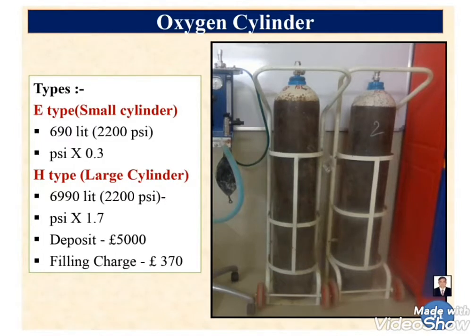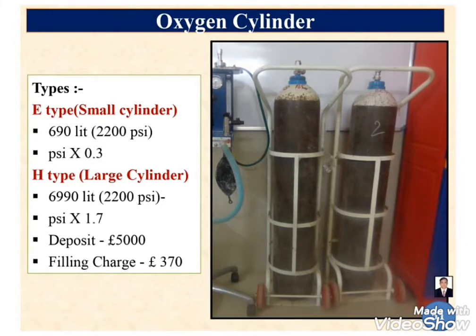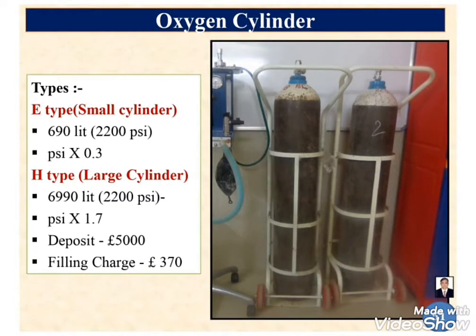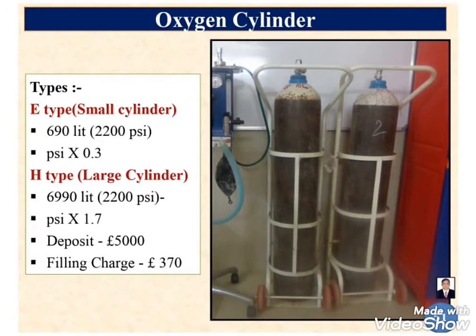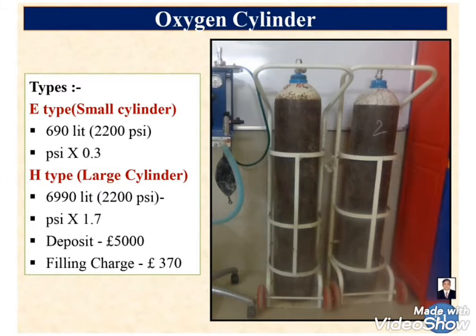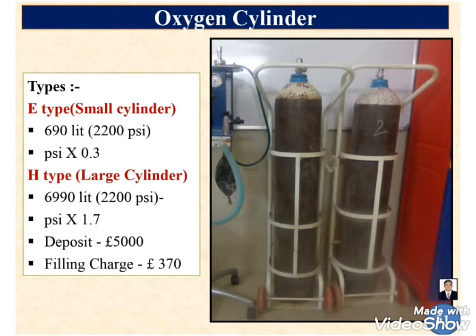So, the oxygen cylinder. These are the two types of oxygen cylinder available in the market. One is the E type, another is the H type, on the basis of the capacity of the gases. Type E means the small size cylinder, and type H means the large size cylinder. The small size cylinder contains 690 liters of oxygen, while the large size cylinder contains 6990 liters of oxygen.